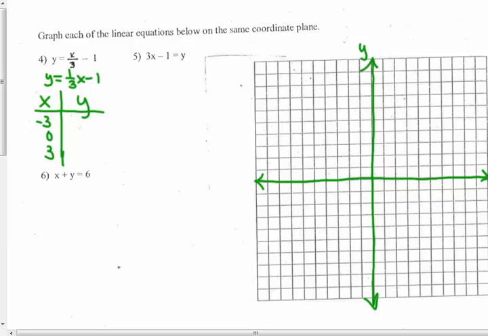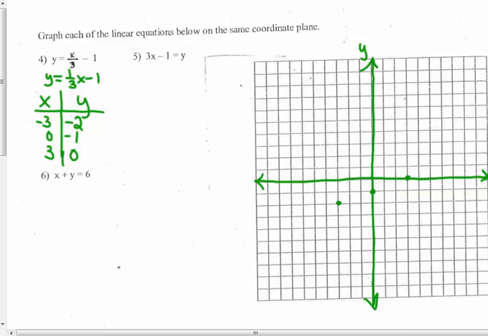Negative 3 times 1/3 is negative 1, minus 1 more is going to give me negative 2. 0 times 1/3 is 0, minus 1 will give me negative 1. 3 times 1/3 will give me 1. 1 minus 1 is 0. So again, on this graph number 4, I have both my y-intercept, 0, negative 1, and my x-intercept, 3, 0. And I also have the point negative 3, negative 2.